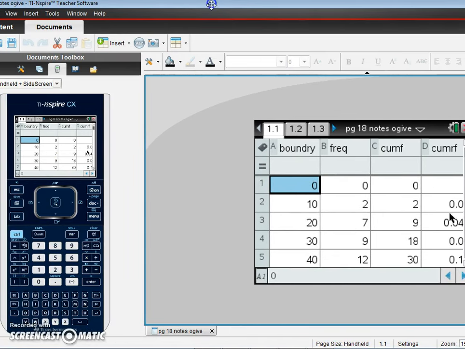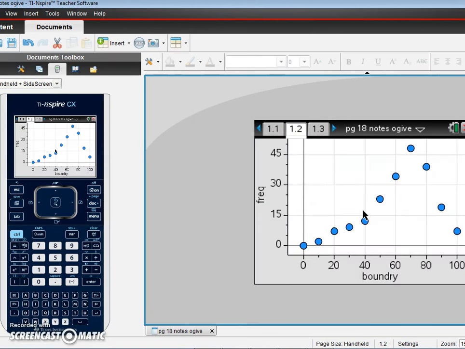So here is the TI Inspire calculator. I've loaded all my data from that chart. Here is just the raw data. Okay, at 10 there were, I'm going to go back to my chart and think about it. At 10 there were 2, at 20 there were 9. It's the raw data, so you can see that it goes up and down.